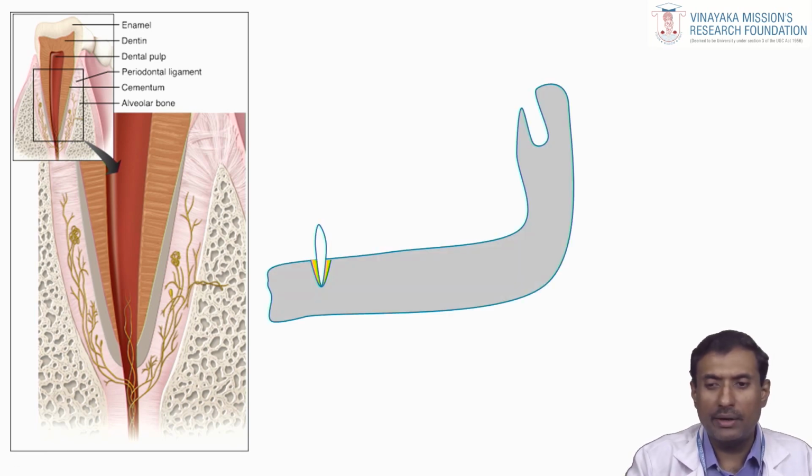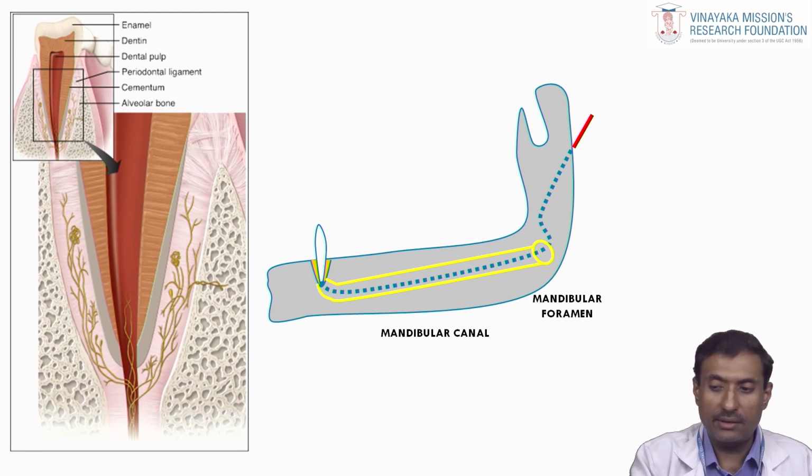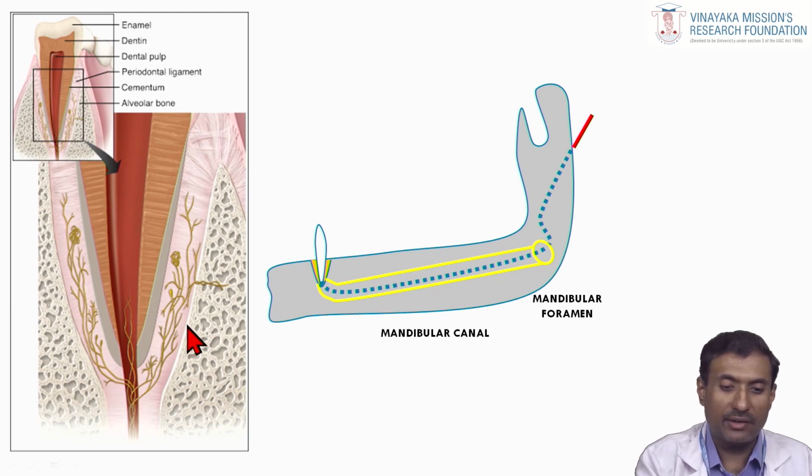Just to give you an idea of how it is, I am showing a schematic representation of a mandible, the mandibular canal, and the mandibular foramen, the opening for the entry of the mandibular branch of the trigeminal nerve. It moves along the mandibular canal. For example, here are the anterior teeth. It moves into the apex. As it moves into the apex, it branches out laterally to supply the periodontal ligament.